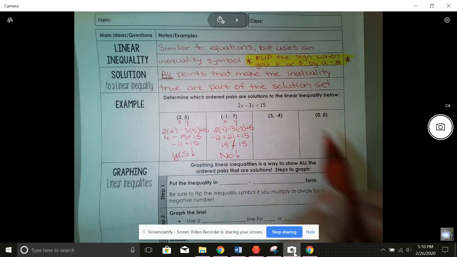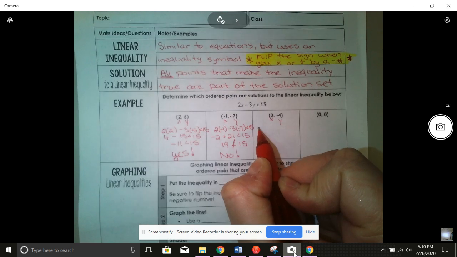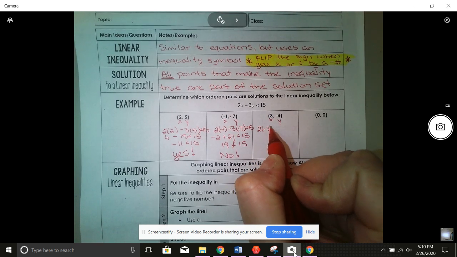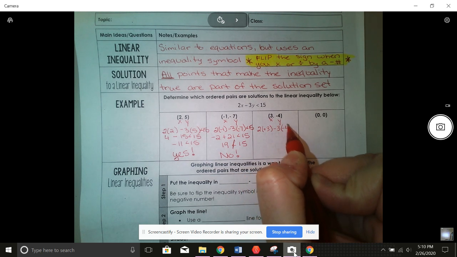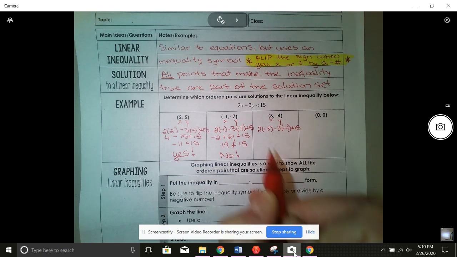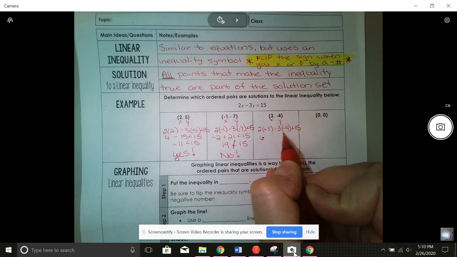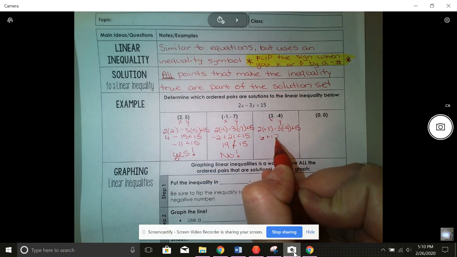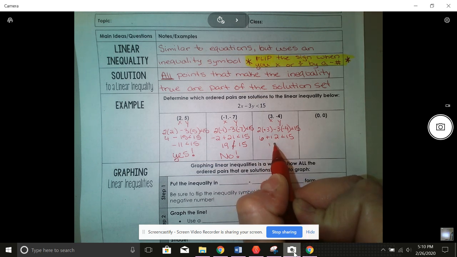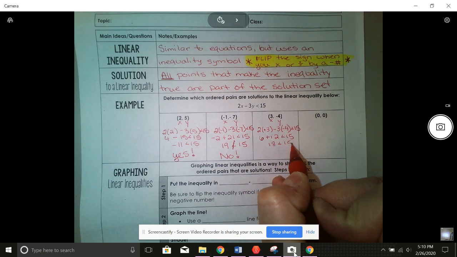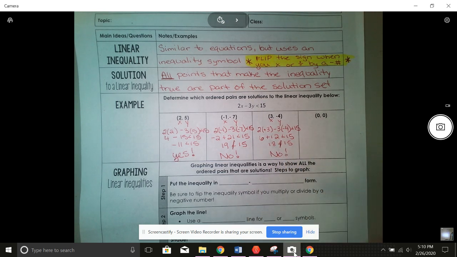Let's keep checking. 3 for x, negative 4 for y. I can put those into the inequality and start checking. 2 times positive 3 is 6. Negative 3 times negative 4 is a positive 12. So 6 plus 12 is 18, and 18 is not less than 15. So this is not part of the solution set.